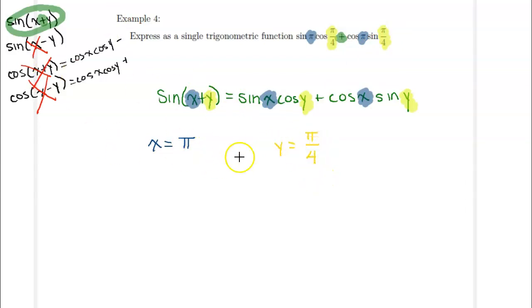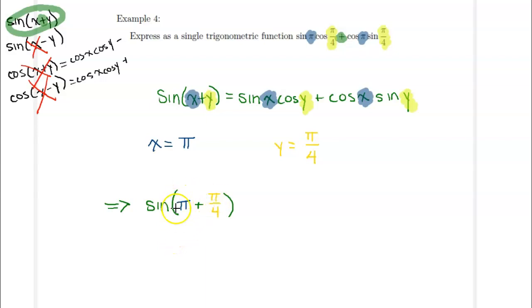So let's bring both of these back into my single trigonometric function. So sine of x plus y is going to look like this. That means sine, my x is going to be pi, and my y is going to be pi over 4. So now I just have to clean this up, and that will be my single trigonometric function.